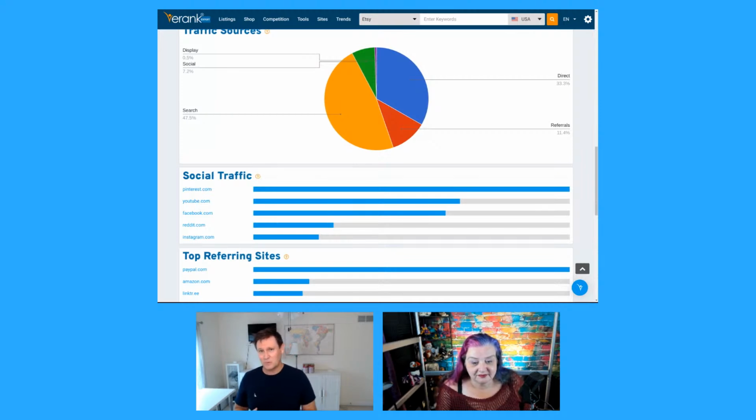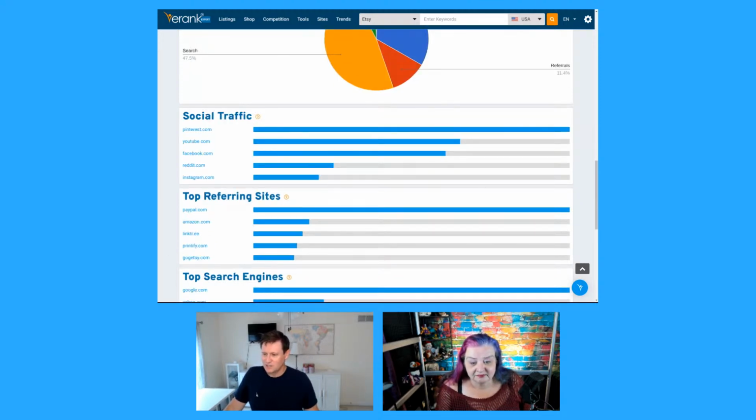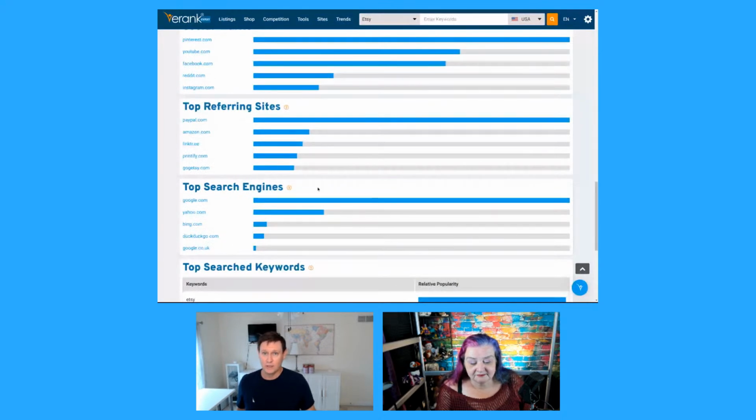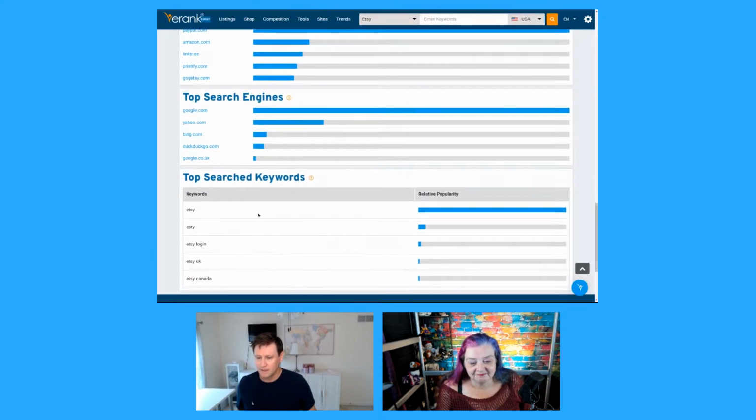Reddit kind of surprises me. I think there's a very active seller community on Reddit. I wouldn't have thought there were a lot of buyers in there, but Reddit is super popular, and Instagram. So there you go. Top referring sites. So this is basically the top 5 sites that send traffic into Etsy. The top search engines, it's usually Google and everyone else. So you can see Google is the 800-pound gorilla in here.